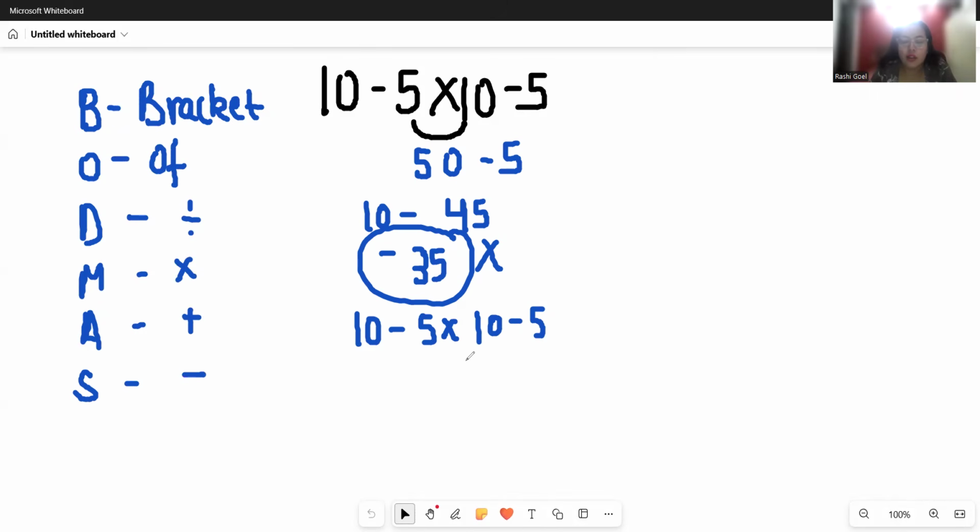Now, if we write this expression, we have given two operations, that is subtraction and multiplication. So first we solve the multiplication part. So 10 minus 5 times 10 is 10 minus 50 minus 5. Now only one operation is left, subtraction. Then also always solve from left to right. So 10 minus 50 is minus 40, minus 5 is minus 45.